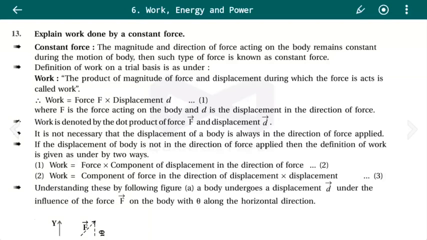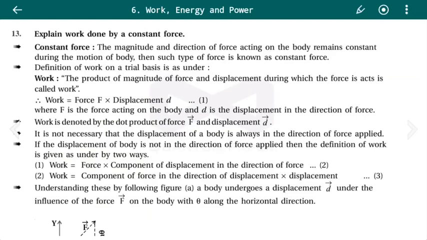The magnitude and the direction of the force acting on the body remain constant during the motion of the body. Then such type of force is known as constant force. That means throughout the path, if the force that you are applying, its value and its direction remain the same, then such type of force is called a constant force.